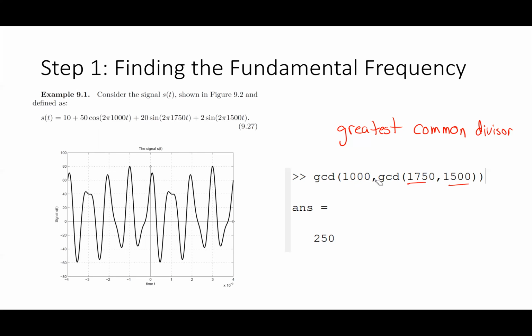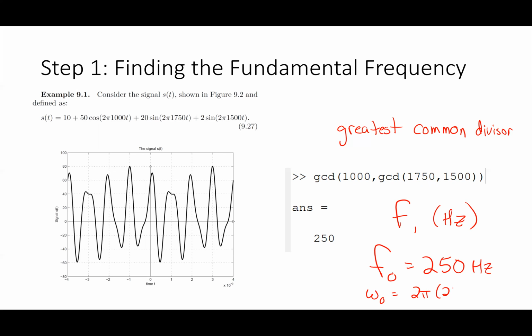Do we ignore the 2 pi because they all have it, or is it just not relevant in this calculation? Well, that's a good question, right? So I am currently looking at the frequency F in hertz, right? So that tells me that the fundamental frequency in hertz is 250. If I talked about the frequency omega naught, that would be 2 pi 250.